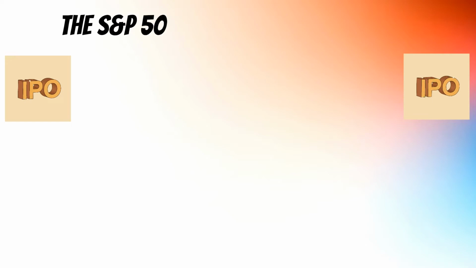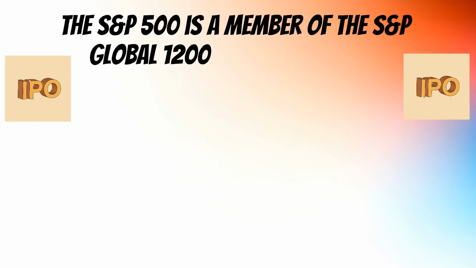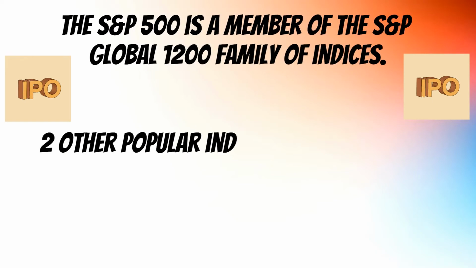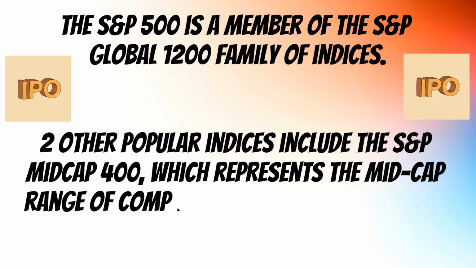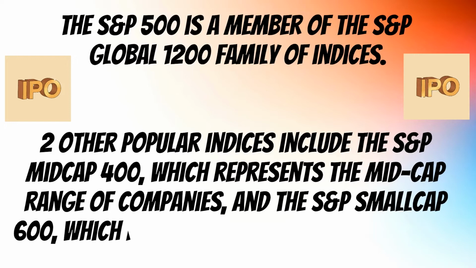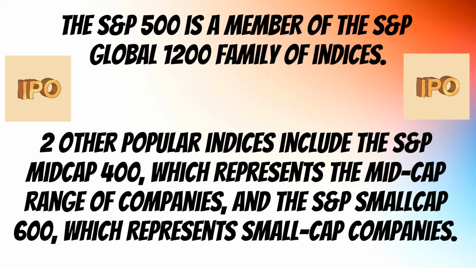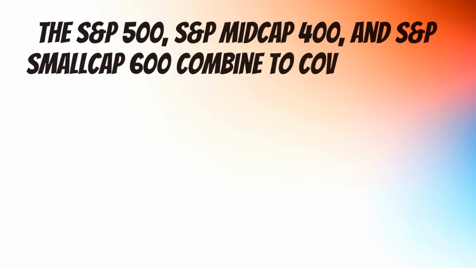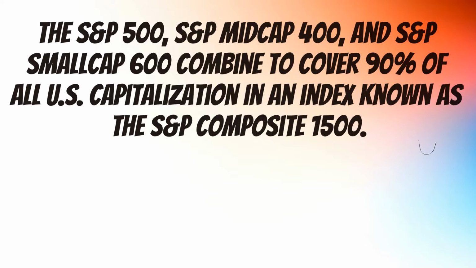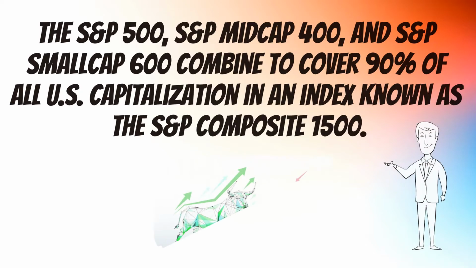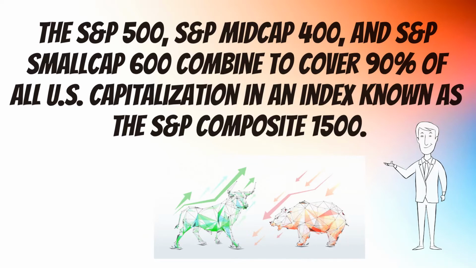The S&P 500 is a member of the S&P Global 1200 family of indices. Other popular indexes include the S&P Mid-Cap 400, which represents the mid-cap range of companies, and the S&P Small Cap 600, which represents small cap companies. The S&P 500, S&P Mid-Cap 400, and S&P Small Cap 600 combine to cover 90% of all U.S. capitalization in an index known as the S&P Composite 1500.